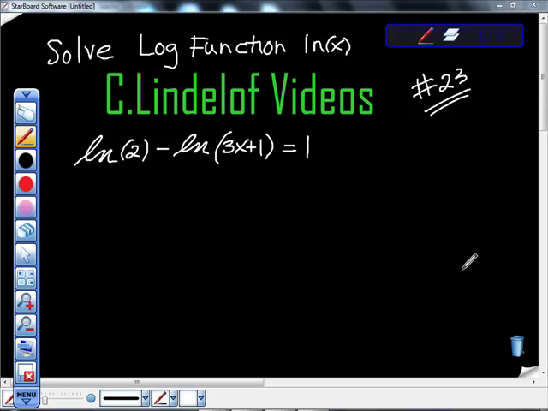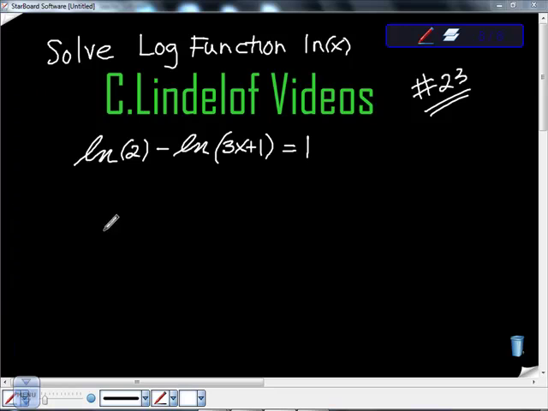Solve logarithmic functions which include ln of x. So we have this problem to solve here. We have ln of 2 minus ln of 3x plus 1 is equal to 1.